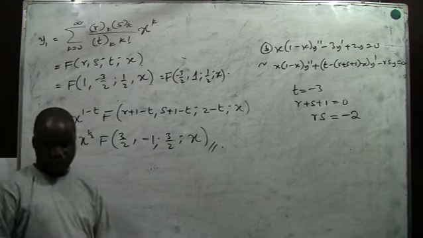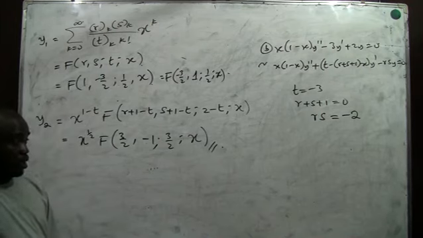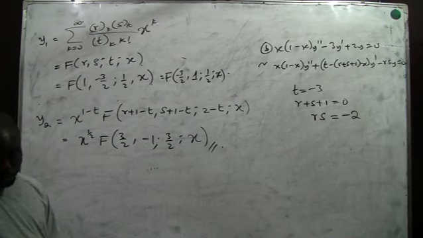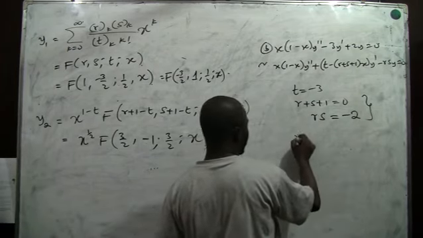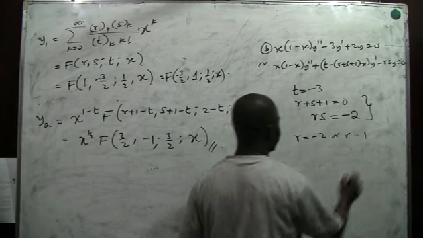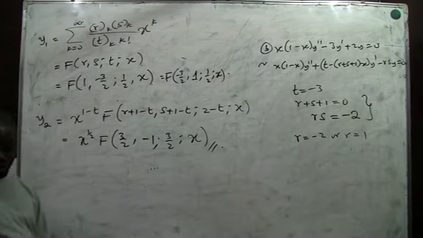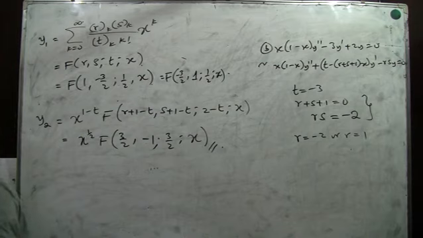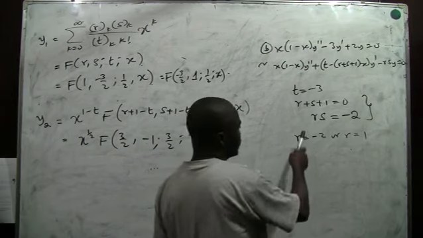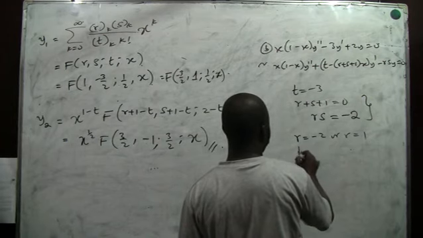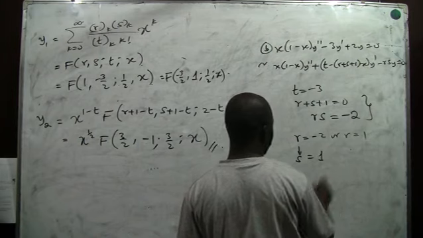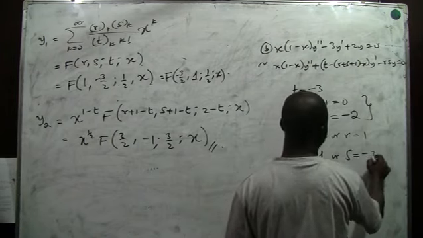That's what we have. So what do we do from this point? Like we did in the other one, we are going to solve those two equations simultaneously. And solving these two equations simultaneously, we are going to have r equals to minus 2 or r equals to 1. If you solve it simultaneously, that's what you are going to have. And the value of our s, because we can determine s from here: if r is minus 2, this is minus 1, so the corresponding value of s there is 1, or s equals to minus 2.